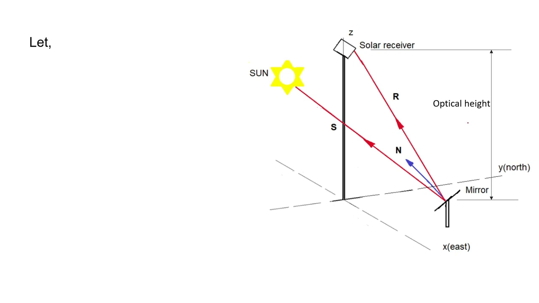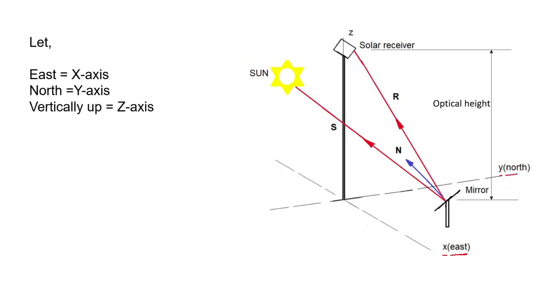So let's assume few things. The first assumption is that this is the east direction. East direction we have labeled as x-axis. North direction we have labeled as y-axis. And this vertical direction we have labeled as z-axis. So the tower is in the z direction. This is the tower. It is in the z direction.